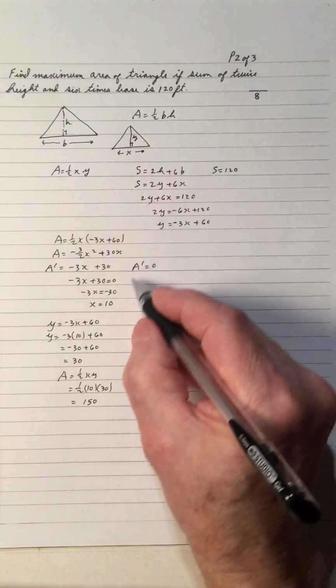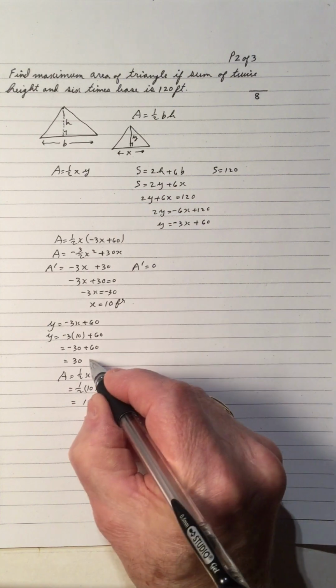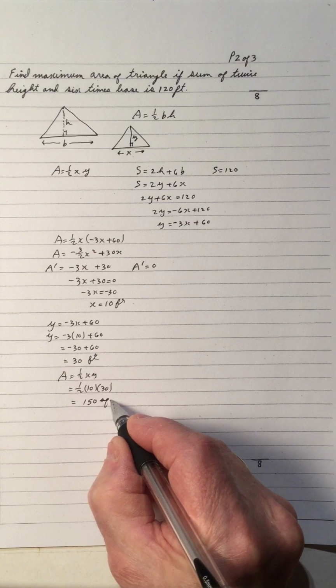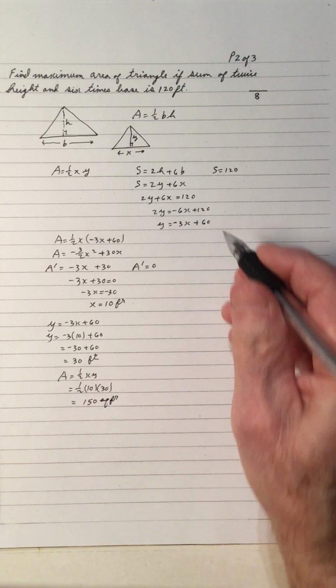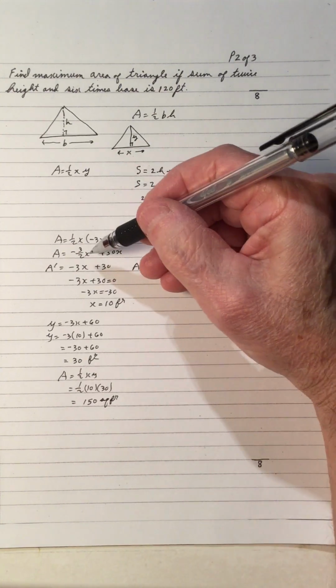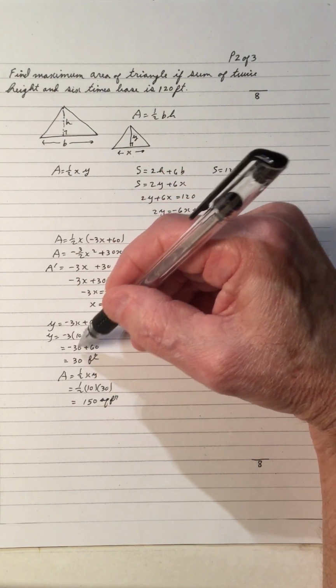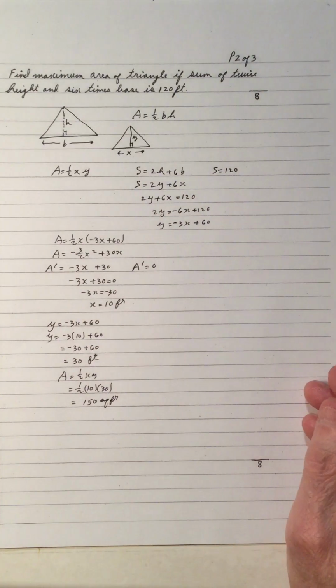And again, it's in feet. So this is 10 feet. This is 30 feet. And this is square feet. I could have taken the 10 and put the 10 in here, and I would have come up with 150 without getting what the height was.